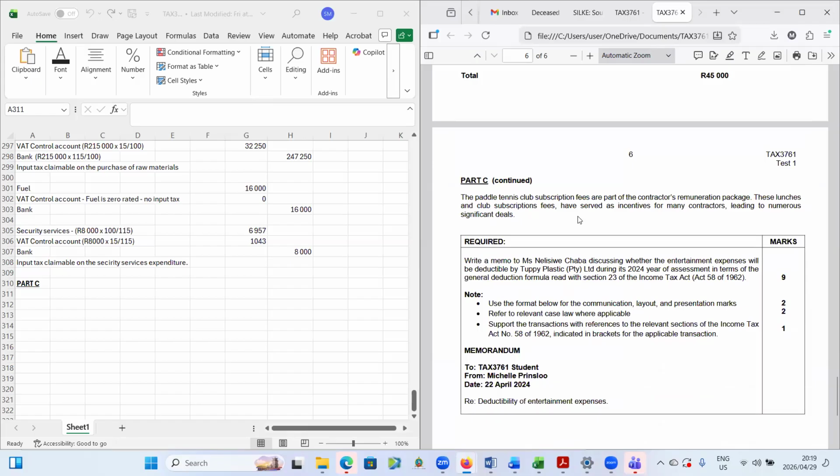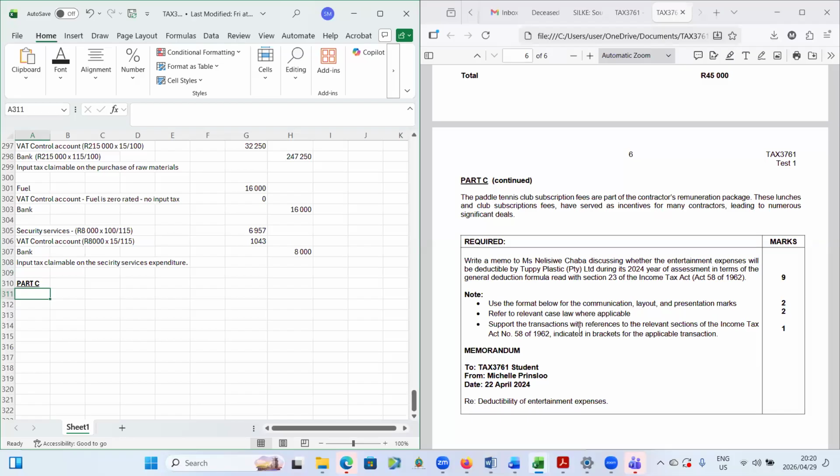So for the general deduction formula, you simply apply this framework: a taxpayer will get a deduction if he is carrying on a trade. That is the first question. And what is deductible? It's expenditure or loss that has been actually incurred during the year of assessment and in the production of income, and excluding expenditure or losses of a capital nature.